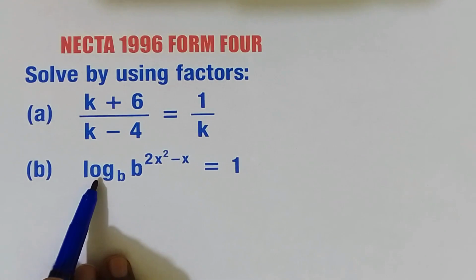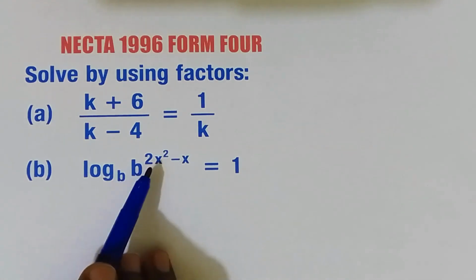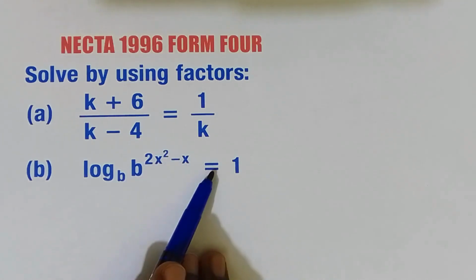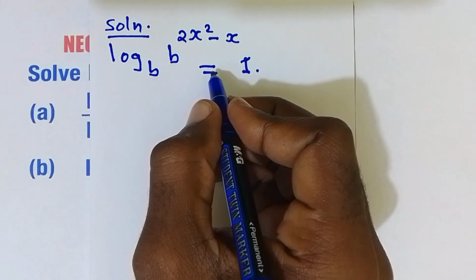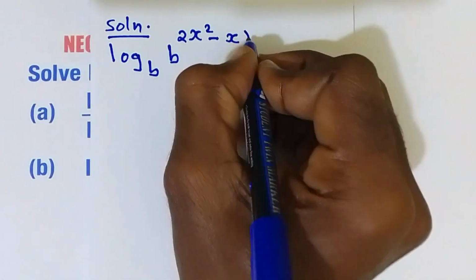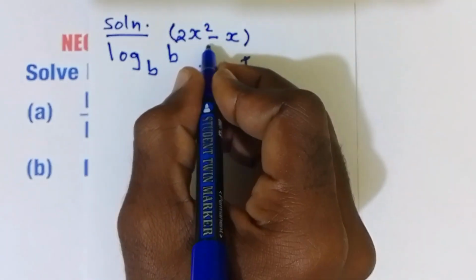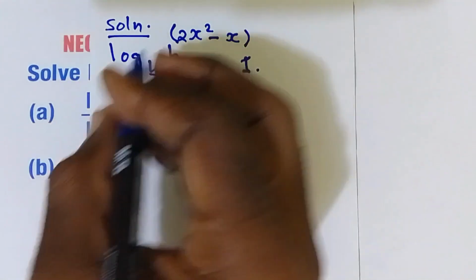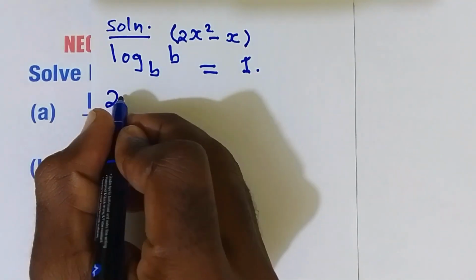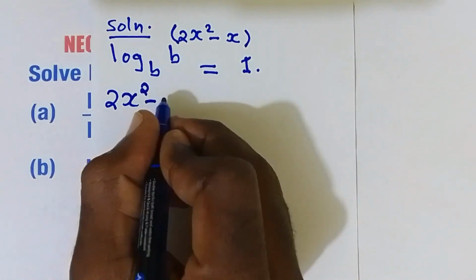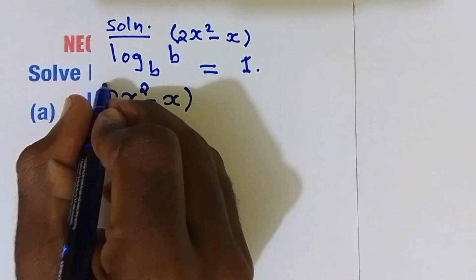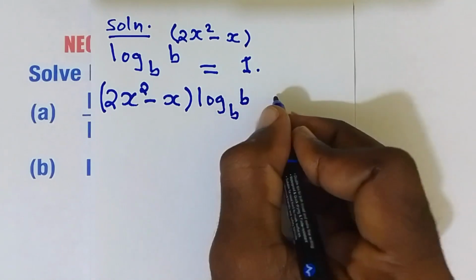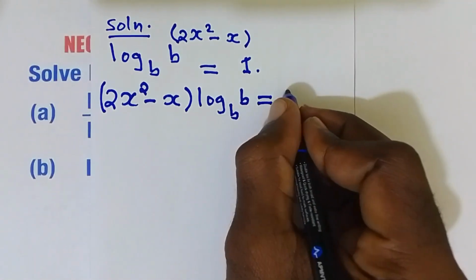They gave us log b base b to the power 2x squared minus x, and this is equal to 1. So first of all, I'm going to put the power into a bracket. Then I'm going to drop the power in front of the log. That is going to be (2x squared minus x) log b base b. This is equal to 1.